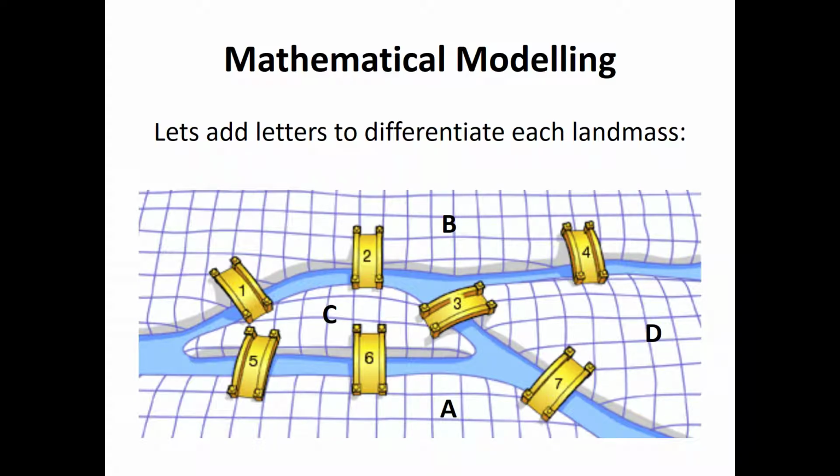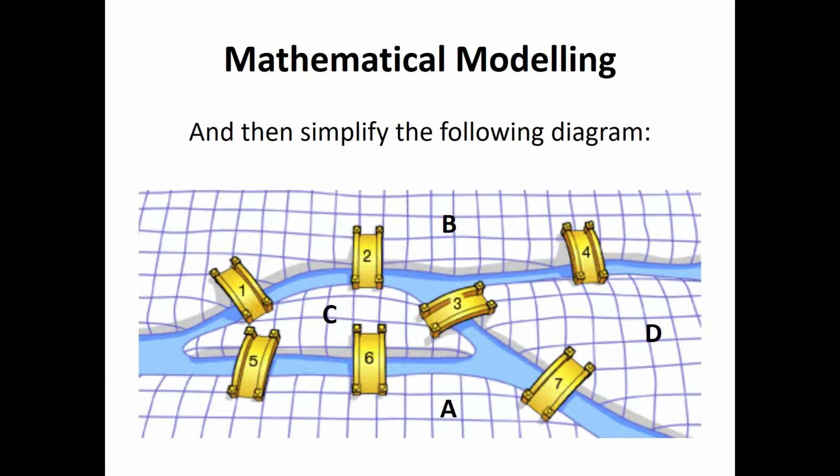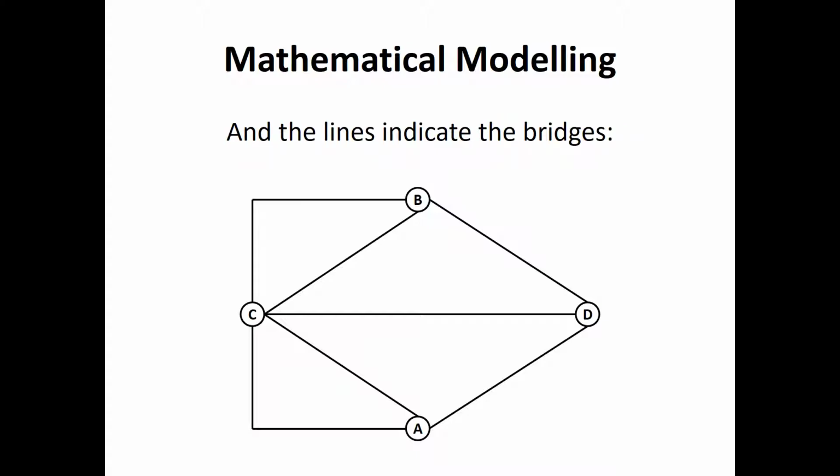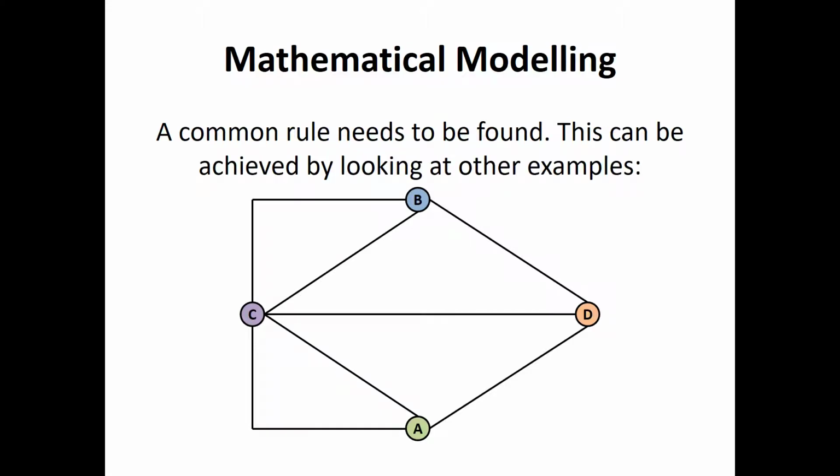So in order to try and find a solution, I added some letters to indicate the different land masses, and then the bridges are obviously already numbered, just to figure out if there's a sequence of some sort or a common rule that can essentially help us find a solution for this. So we simplified the following diagram. The letters indicate the land masses, the lines indicate the bridges, and color coding is added for visual ease, just because it looks pretty really.